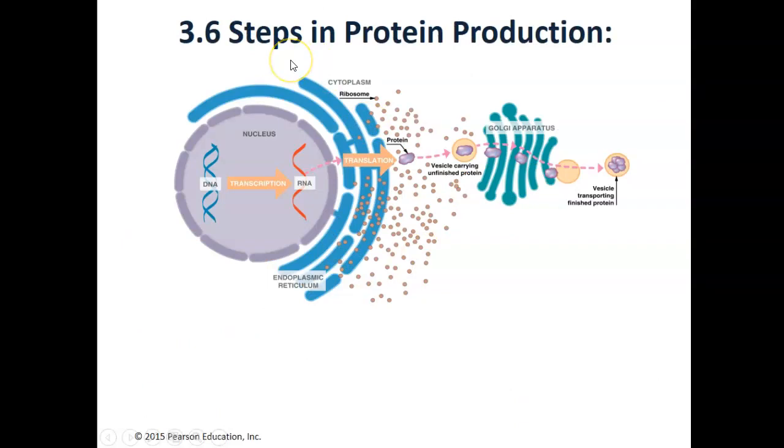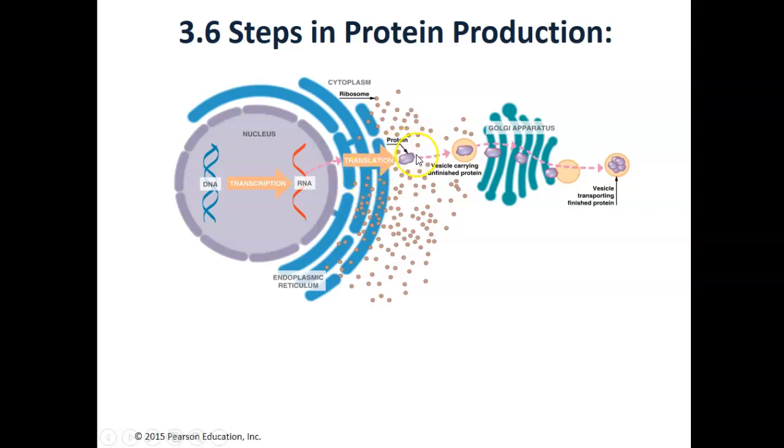In summary, the steps in protein production: DNA is the template, which is located in the nucleus. It will be copied into a single-strand RNA through a process called transcription. Then RNA is going to leave the nucleus through the nuclear pore to the endoplasmic reticulum. On the endoplasmic reticulum, there are ribosomes. So the RNA is translated into protein on the ribosome.